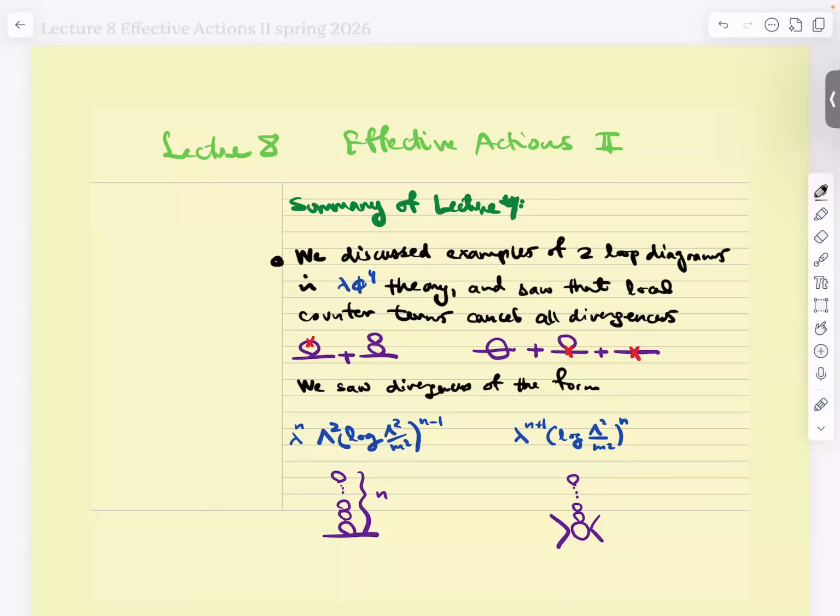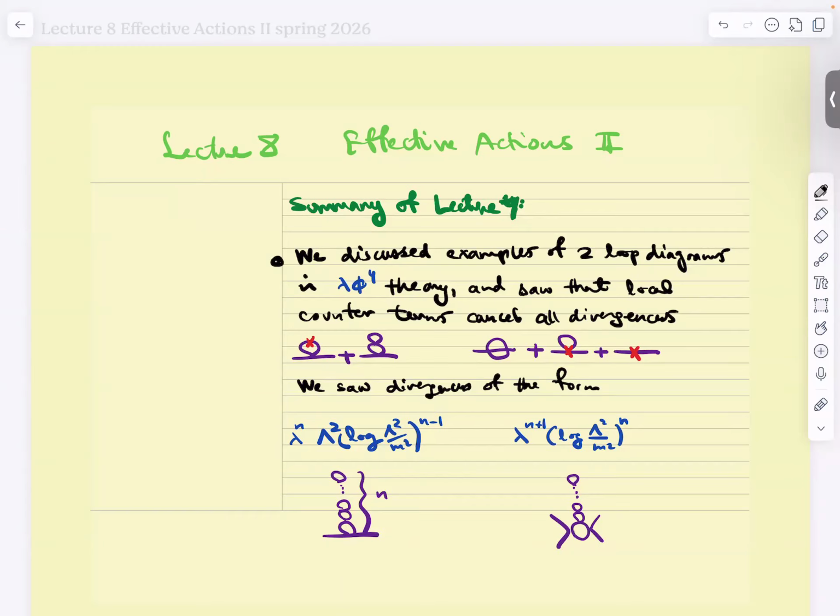All right, so summary of lecture 7. Let me start with a bigger picture summary. So what did we do? In the first part of the course, we did renormalized perturbation theory, right? So we renormalized QED as an example at one loop. We saw the mechanism, how it was working, right?